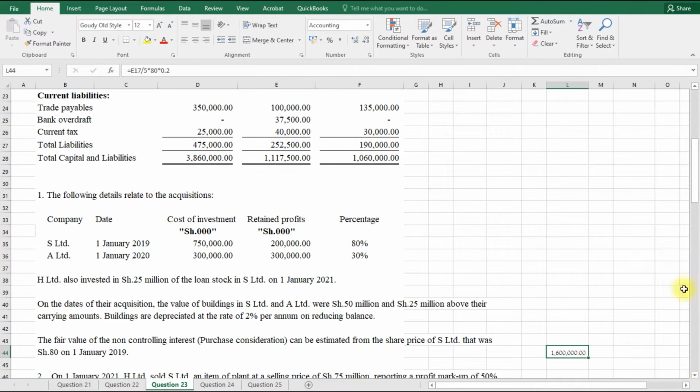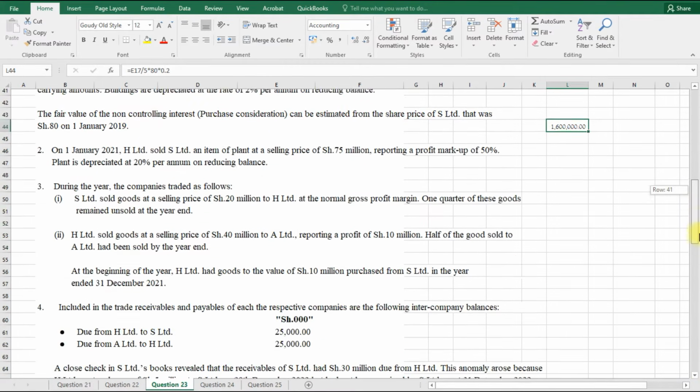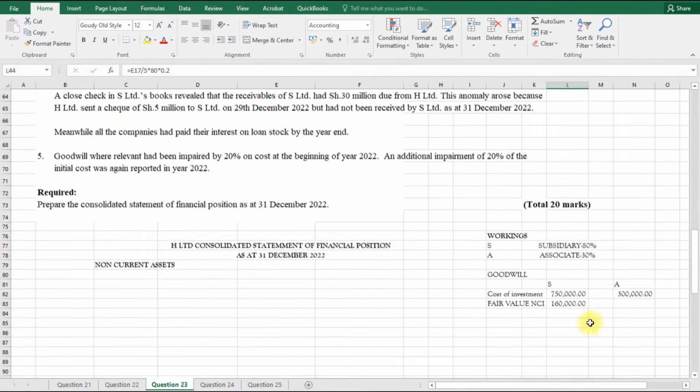The problem will be now that the fair value of NCI will be even greater than the value that we had paid as the holding company, and that's why now I believe there was a mistake. Instead of using the 80, we have used 8 shillings as the fair value, the market value, so that it will be more realistic.